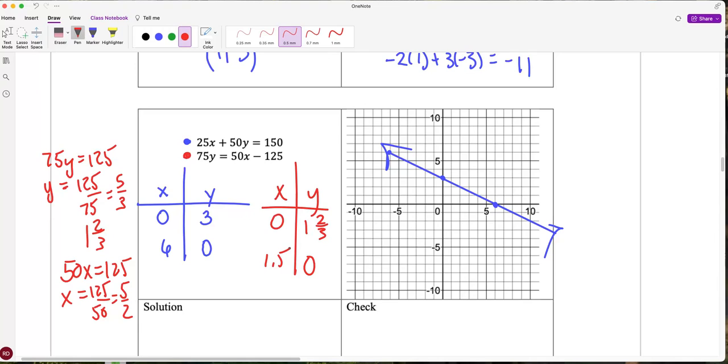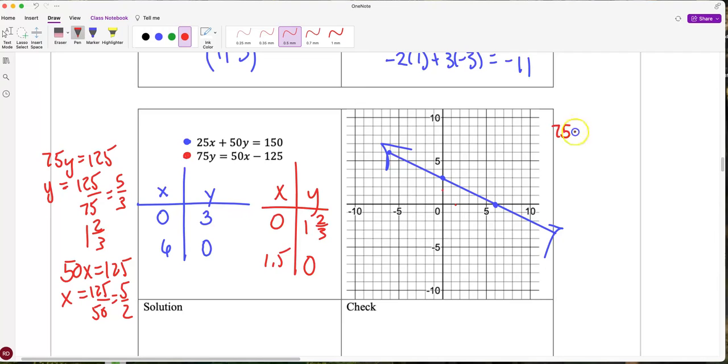So if I look at this one, 0, 1 2/3. So 0, 1 2/3 is somewhere right in here. And then 1 1/2, 0 is somewhere right here. Okay. Then if I look at it, what is the slope of that line? Let's try figuring out the slope. You're going to get what?